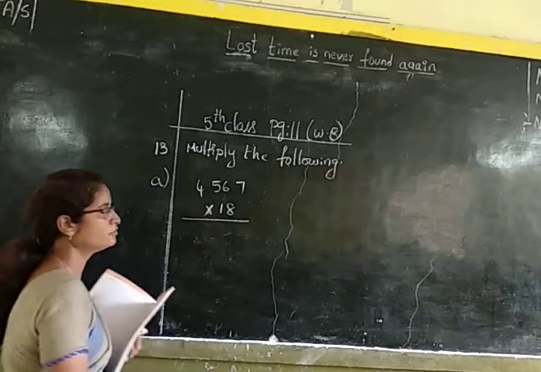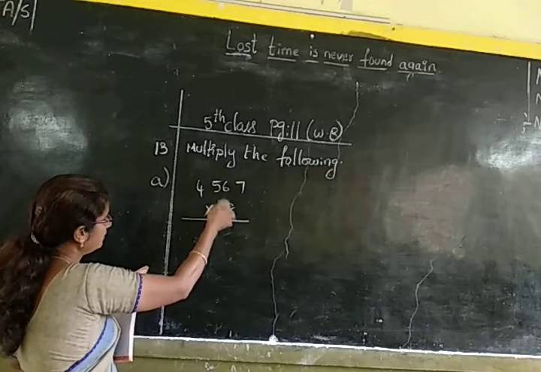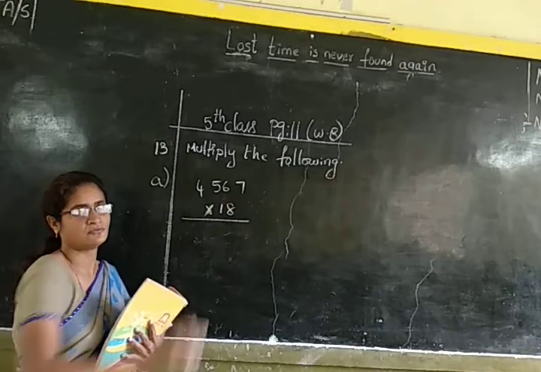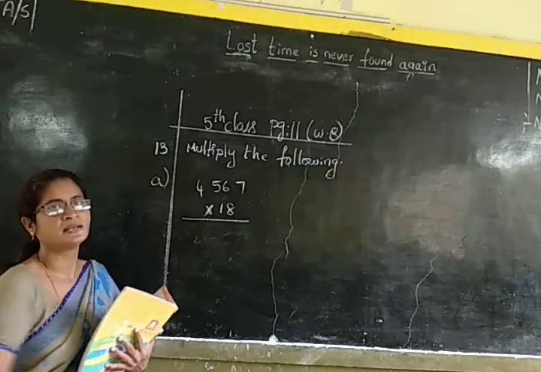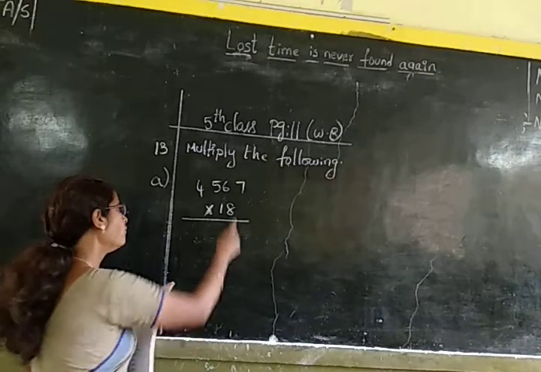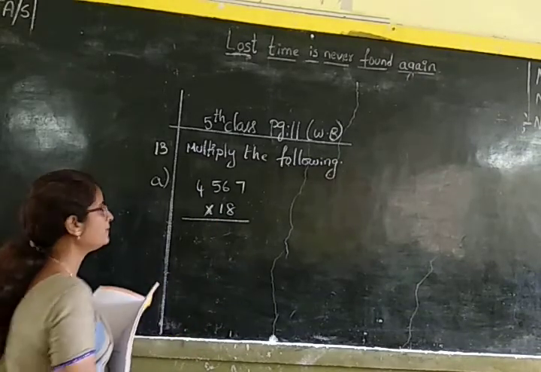First what you have to do? You have to multiply the whole number with 8 and afterwards you have to multiply the whole number with 1, and you have to add both the numbers. So multiplication should always be started from ones place. So let us start the multiplication.